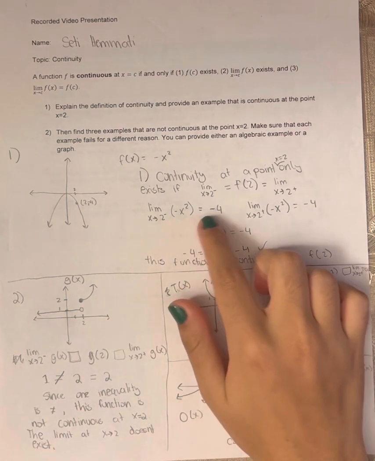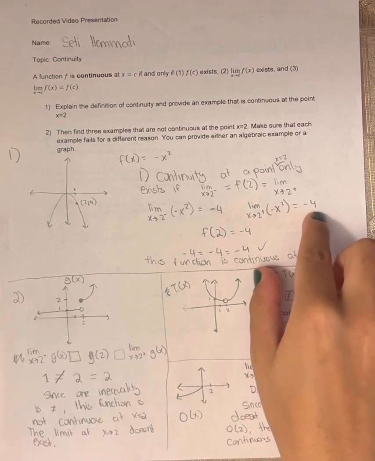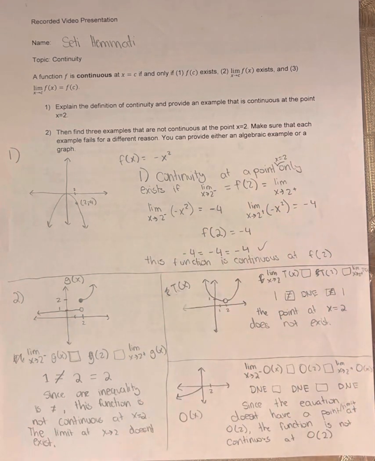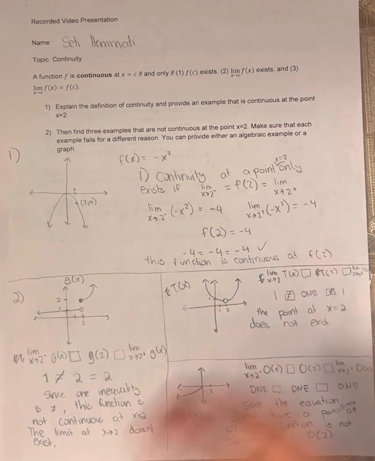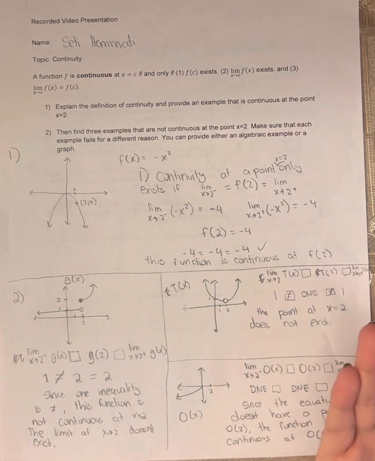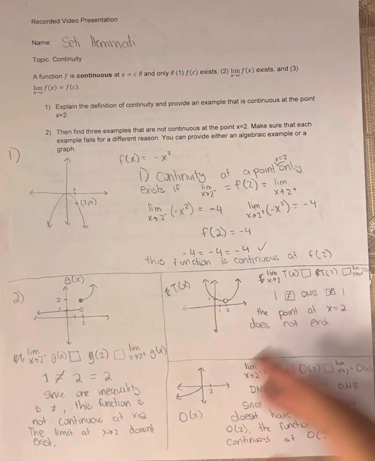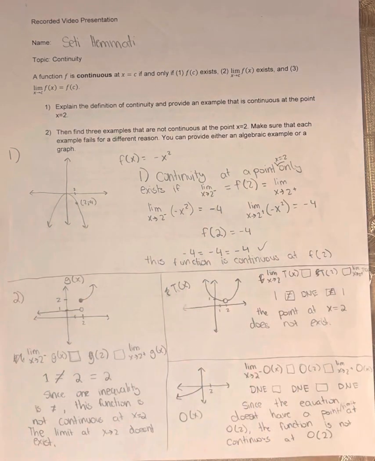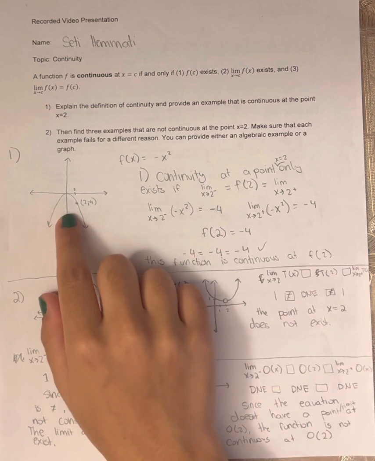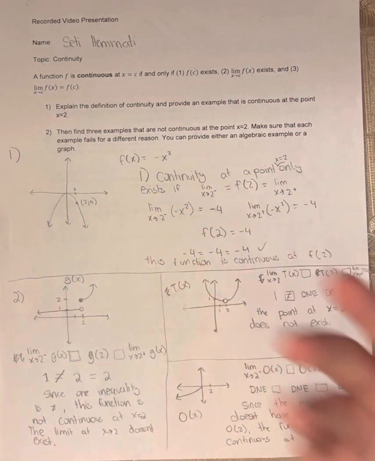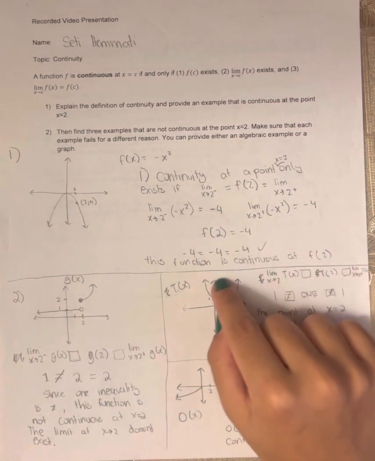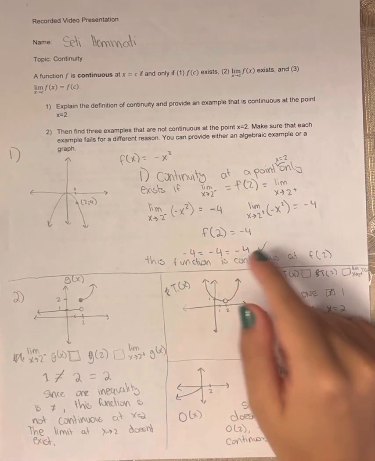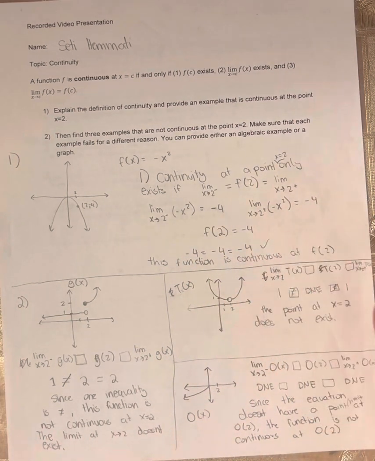So if these two limits are negative 4, that means that the limit does exist at x equals 2, and it's equal to negative 4. And if this graph were to be continuous, then f of 2 would also have to equal negative 4, because there cannot be a hole at a point where it's continuous. And from here, we can also see that f of 2 is negative 4. Therefore, negative 4 is equal to negative 4 is equal to negative 4. This all checks out, and the function would be continuous at x equals 2.